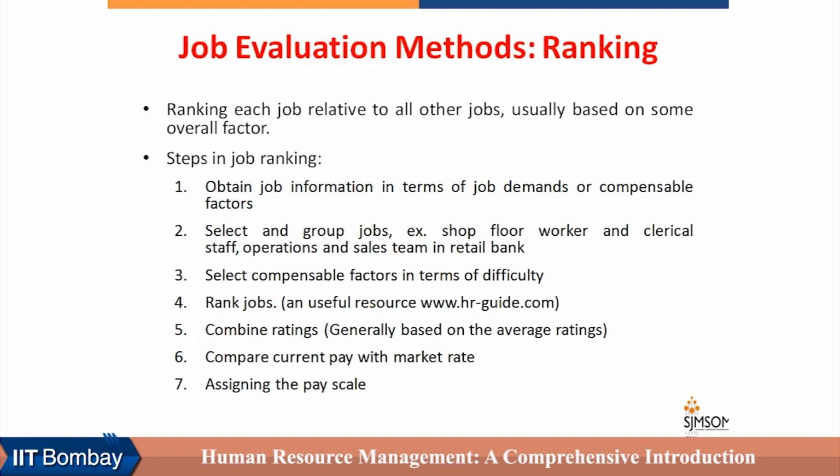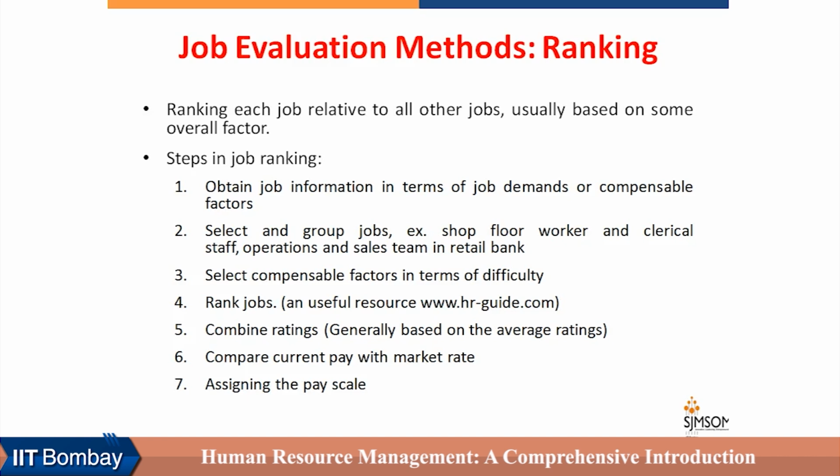Selecting the group of jobs: shop floor workers, clerical jobs, operations, sales in retail banking. So, after identifying the key positions, they select the groups of jobs. Then selecting the compensable factors. Compensable factors, as I shared, can be skill, knowledge, working conditions, or the criticality of the job, responsibility. Based on the compensable factor, they can rank the jobs: what is the most important, what is most valuable, and then lesser and then lesser. That is how the ranking is done for the jobs. Generally different members of the evaluation committee give the rank to different jobs.